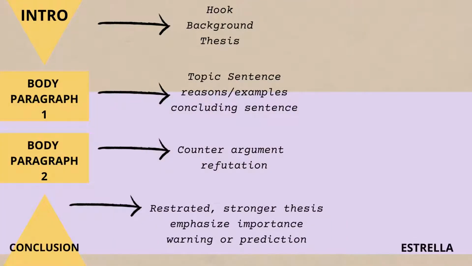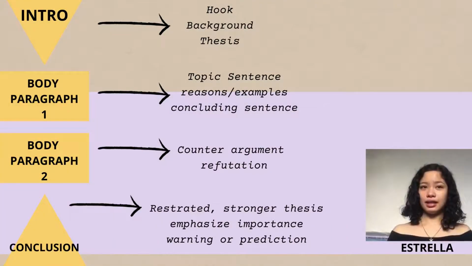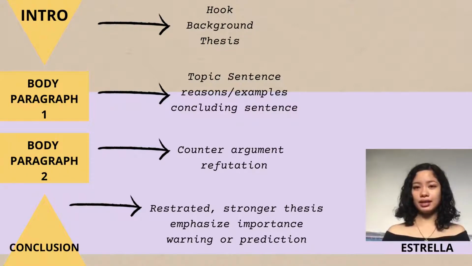So the structure is a 4-paragraph essay. As you move up in your writing and become more advanced, you probably will have many paragraphs. But remember, it's just the beginning. Let's keep it simple. So your first paragraph is the introduction paragraph. This has a hook, some background, and a thesis.